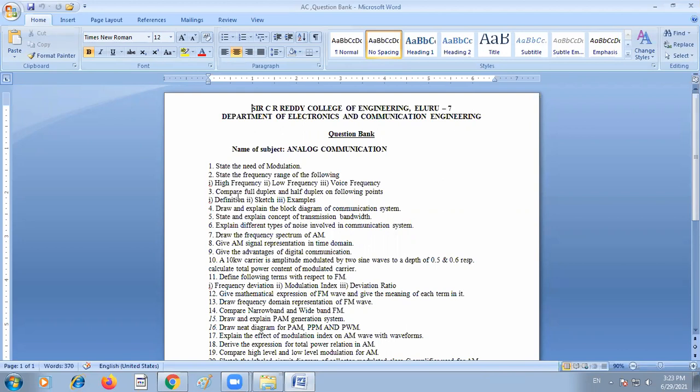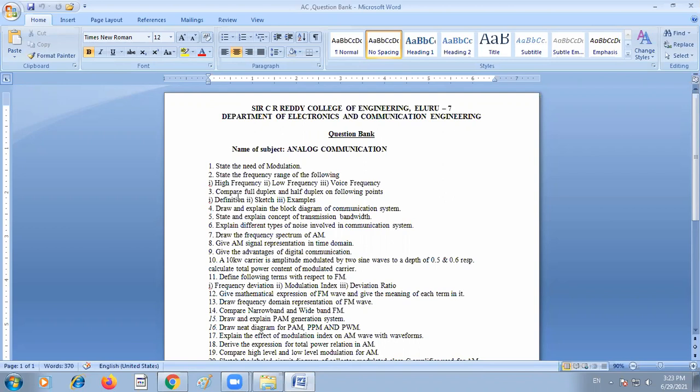So the seventh one is draw the frequency spectrum of AM. The spectral components of AM are: FC, the carrier frequency; FC plus FM is the upper sideband; FC minus FM is the lower sideband. There are two sidebands. So the spectral components are there. Please go through them once.